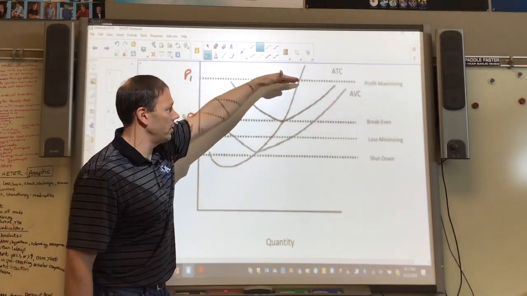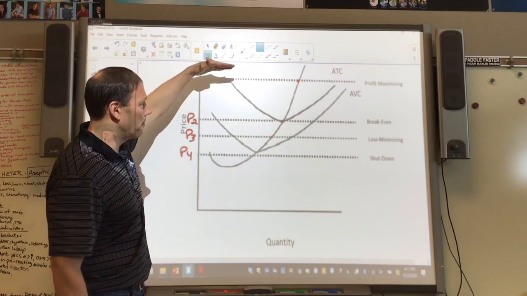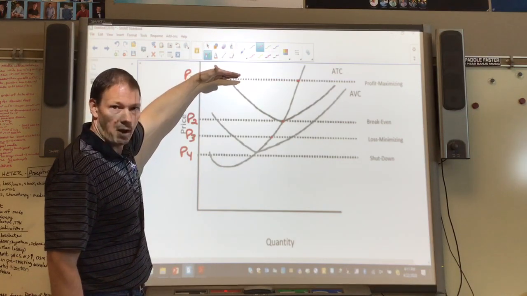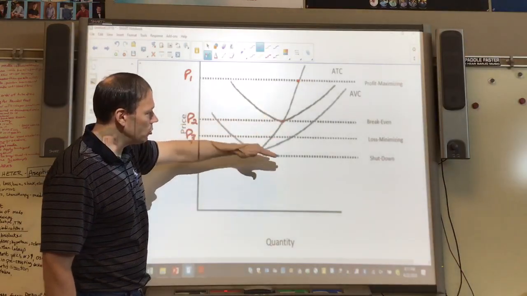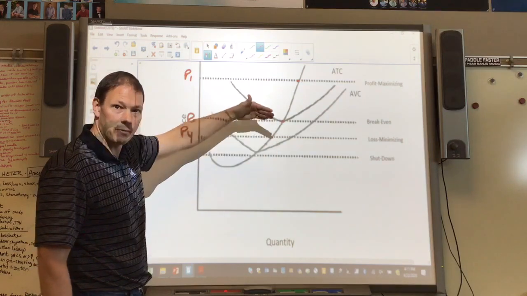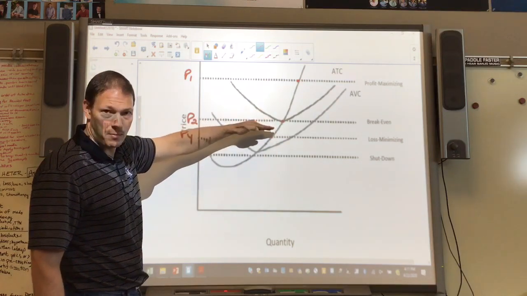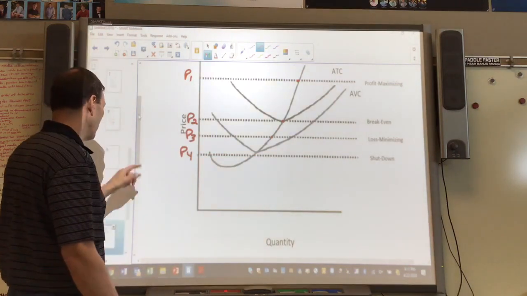Where your price intersects MR and MC, if your price is above ATC, you're making profit. At ATC, break even. As below ATC but above AVC, that's our loss minimizing. You stay in the game even though you lose. Below AVC, get out of there.